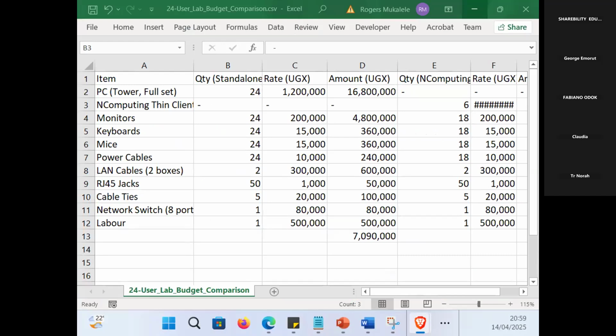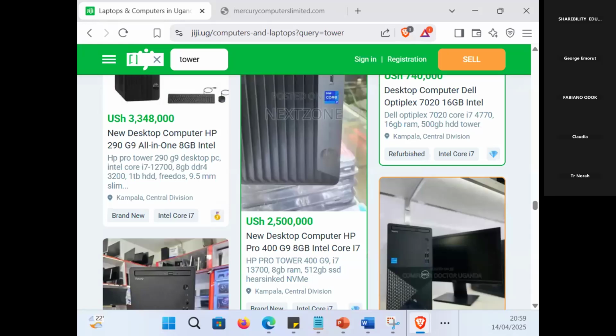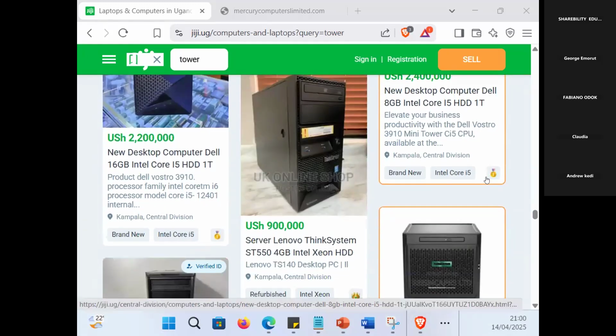I have my friend Andrew Keddy. I want you to say something about buying old computers versus buying new computers. What do you consider when you're buying a computer, when you are looking out for a computer? So I want you to share something there, Mr. Andrew. Yes. Can you hear me? Yes. Thank you very much for the opportunity.